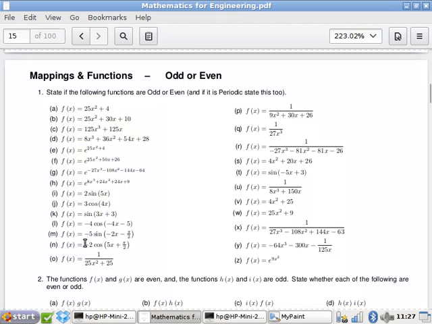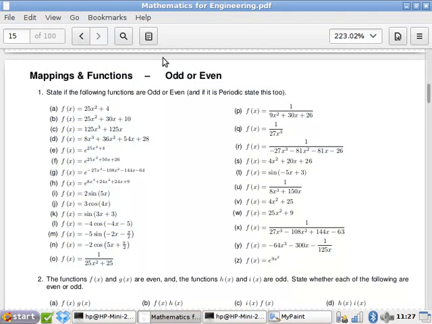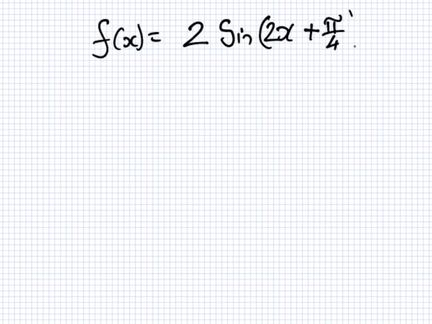Let's take an example. Let me make up an example: f(x) equals 2 sin(2x plus pi over 4). Now, is this even or odd? We don't know, because we know sin x is odd and cos x is even, but we don't know what happens for this graph. In fact, the only way to know is to graph it.